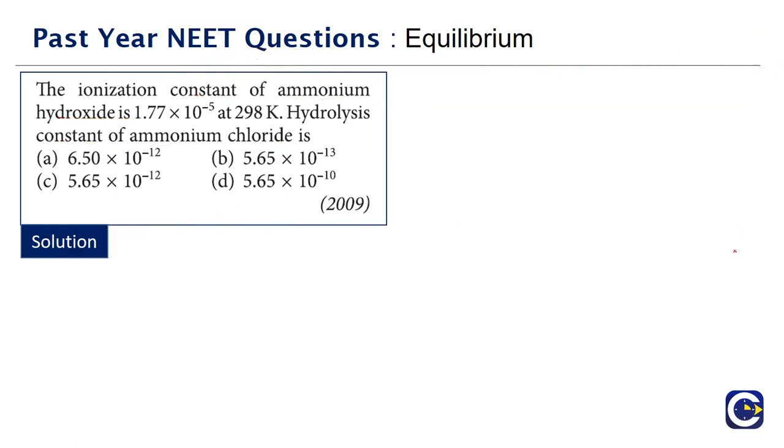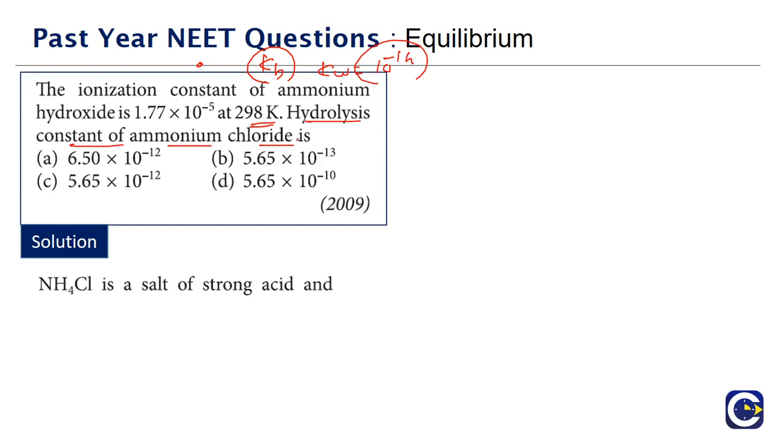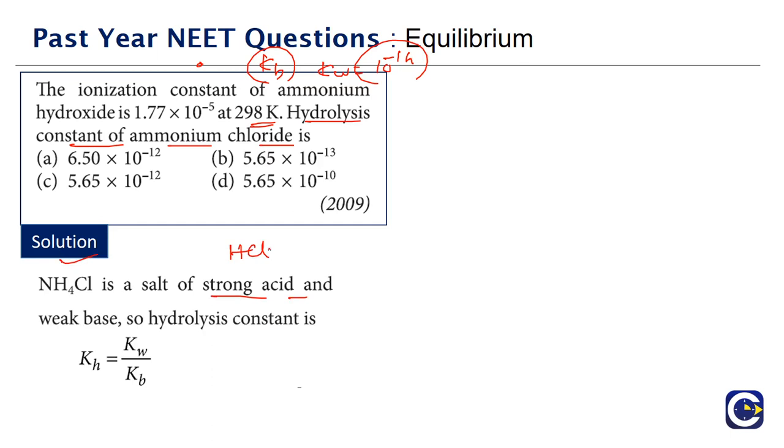Now let's come back to our question. The ionization constant of ammonium hydroxide, Kb, is given at 298 Kelvin. At 298 Kelvin, what is the Kw value? 10 to the power of minus 14. So we have to find the hydrolysis constant of ammonium chloride. It's a formula question now. Ammonium chloride is a salt of the strong acid HCl and a weak base, ammonium hydroxide.